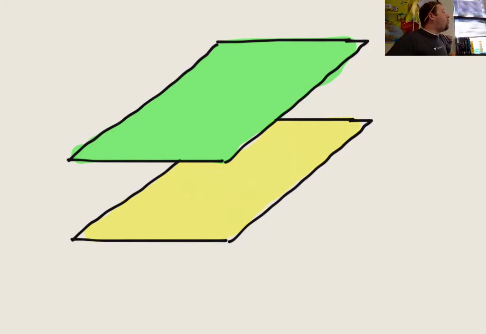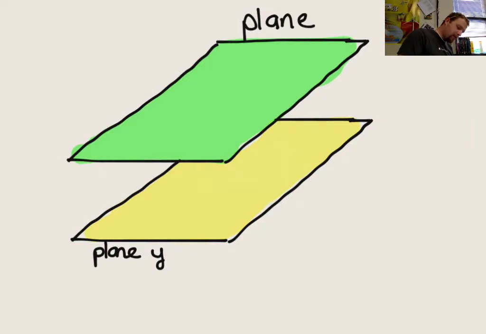Sometimes we can put lines on planes. So I'm going to name these. The yellow plane is called plane Y. Okay? Plane Y. And the green plane is going to be called plane G.